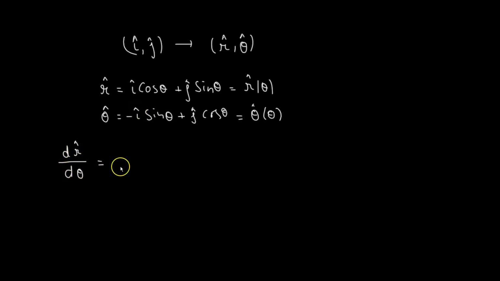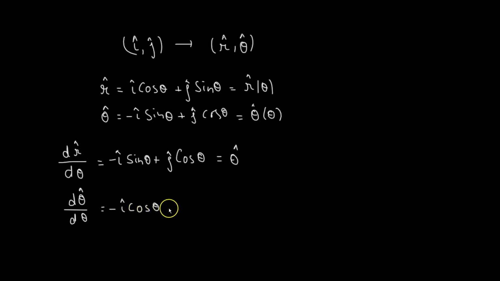So that should give us i cap times the derivative of cosine theta, which is negative sine theta, plus j cap times the derivative of sine theta, which is cosine theta, and this is simply theta cap. Next we take the derivative of the unit vector theta cap with respect to theta, since it's a function of theta, and that should give us negative i cap times the derivative of sine theta, which is cosine theta, minus j cap sine theta. And if we take the negative common, that gives us negative r cap.